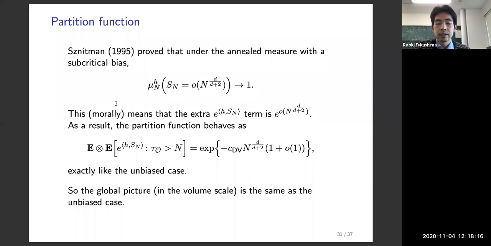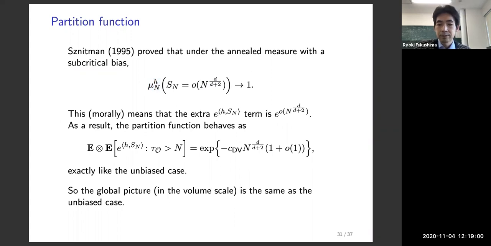And if you think about it, this morally means that we had this extra exponential weight factor in the Gibbs measure, but under the Gibbs measure, the random walk doesn't move n to the d over d plus 2 scale. It doesn't move as much as n to the d over d plus 2, which means that when you look at this partition function, this exponential factor doesn't play a big role. If it does, then it should be observable under this Gibbs measure.